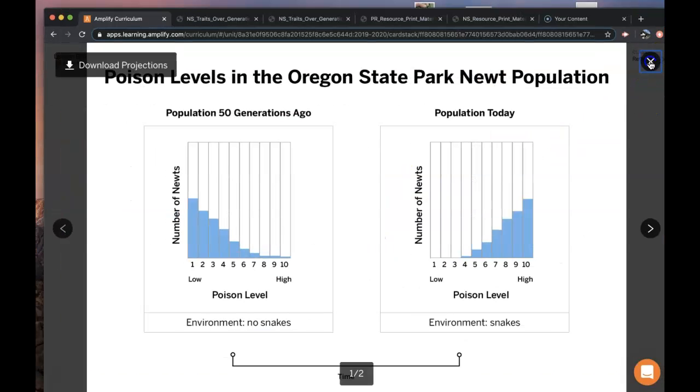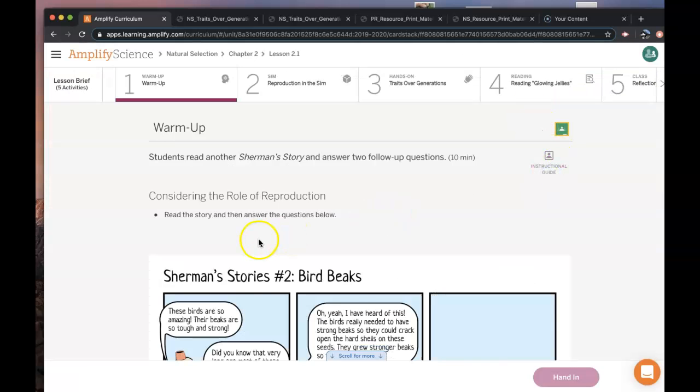Make sure you have pressed hand in on your warm-up. And that is it.